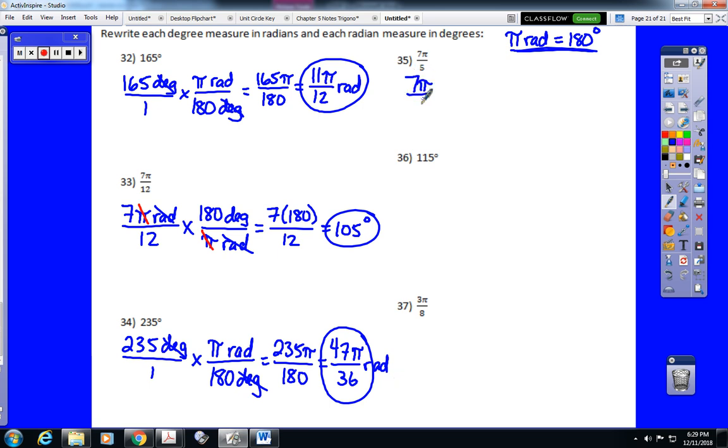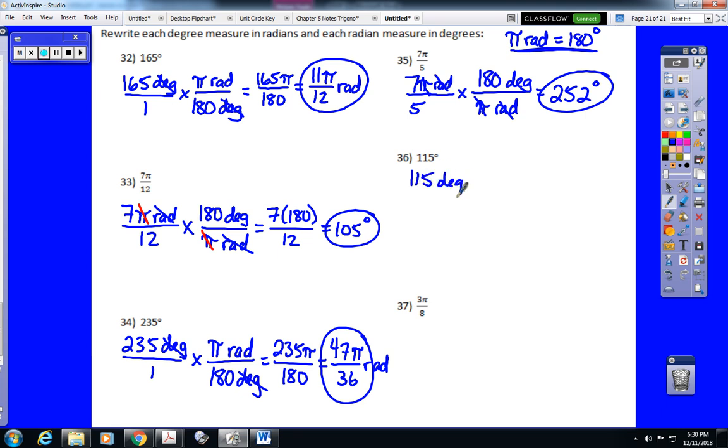7 pi over 5 radians. Radians is on top. We're going to multiply by 180 degrees over pi radians. Radians and pi will cancel. So we're looking at 7 times 180 divided by 5. 7 times 180 divided by 5 is 252 degrees.